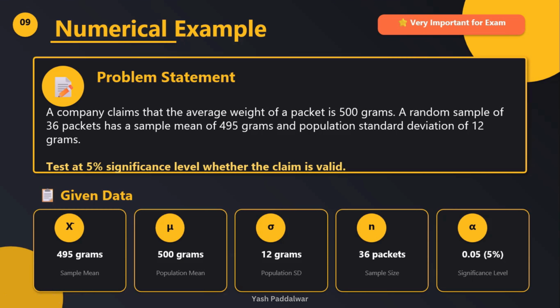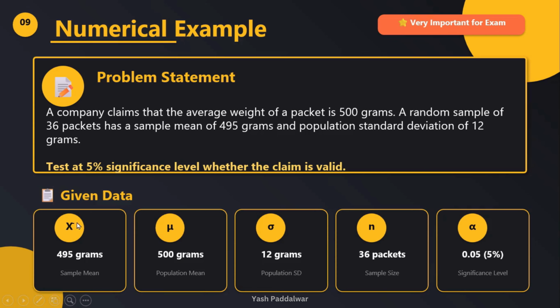So now from this particular problem statement, what you understand is that you have the average weight of the entire population, you have the average weight of your sample, that is 36 packets, and you also have the standard deviation of the population, which is 12 grams. You also have the significance level, that is 5%. So from the given data, we have these five things available with us.